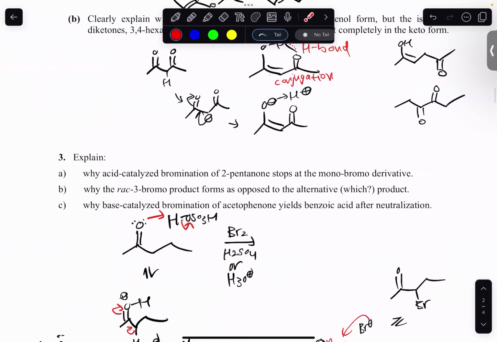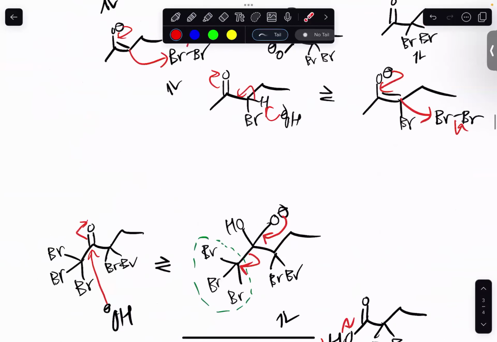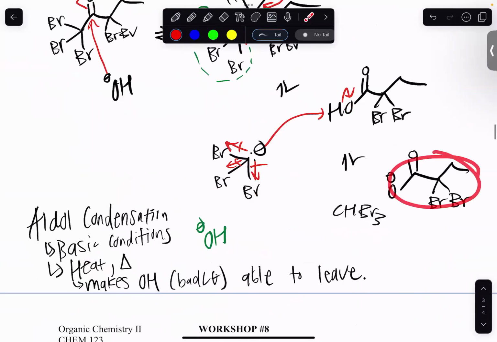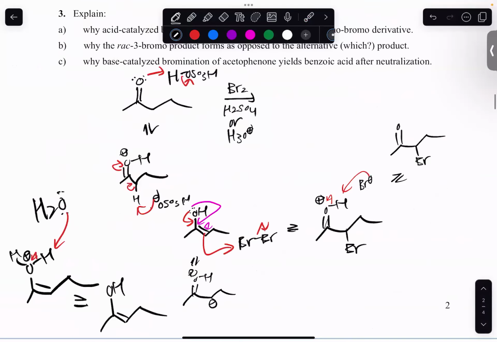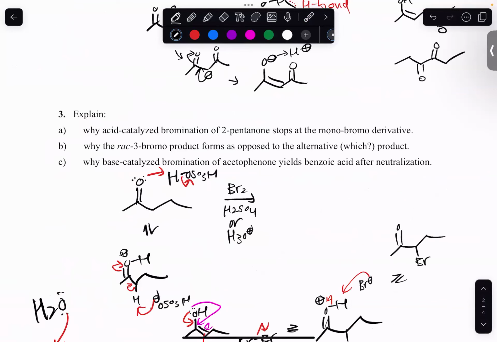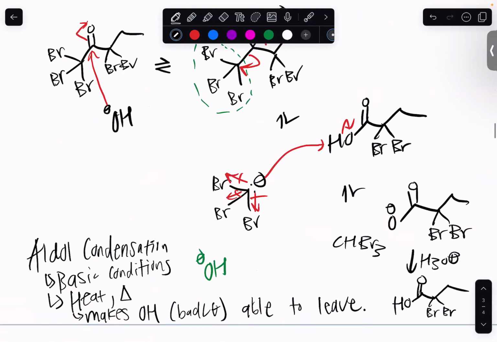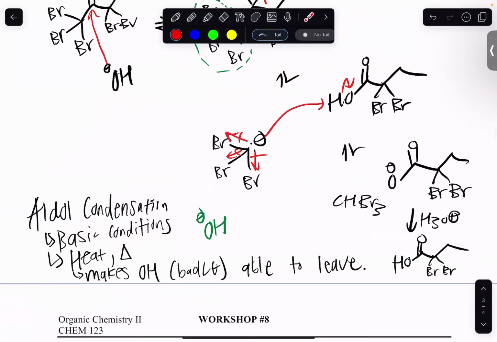And this question here is asking about benzoic acid after neutralization. This neutralization step comes after you get to this step: you just neutralize it by doing acid workup, H3O+, to get to your carboxylic acid. The whole point of acid workup is basically to neutralize the solution, to neutralize that negative charge.